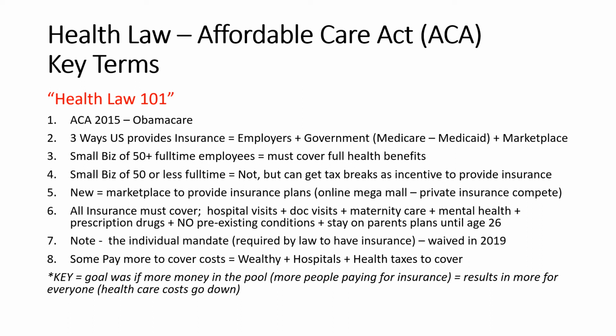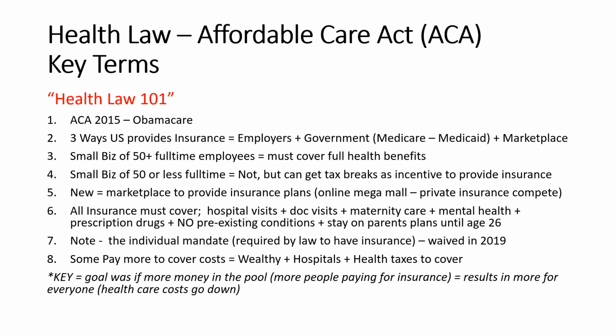The new piece then, number 5, is the marketplace. And this is just like they said. It's basically you can go online and just pick the insurance plans you want. The big problem that's been here is the more rural the area or state, the less options you have. And even in some states, it comes down to only one insurance company is really your option. So that's been one of the negatives.